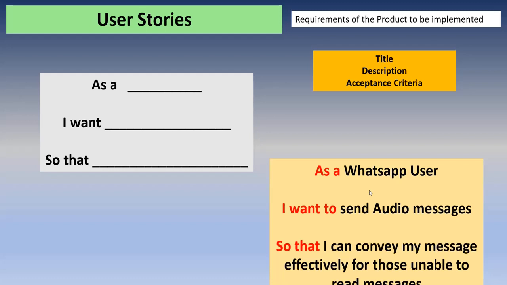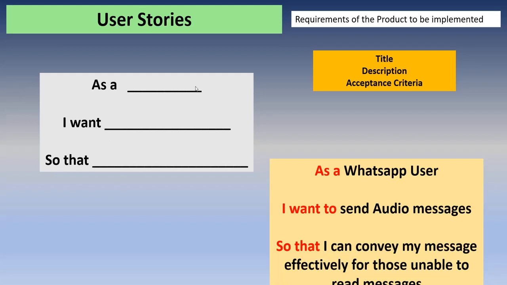Then we need to capture that requirement in the form of a user story like this. As a WhatsApp user, this is the end user or customer. This is the first line. Then what is your requirement? What do you want to do? You need to mention that here: I want to send audio messages. That is your second step. Third step: once you implement this feature, what is the result you will get, or what is the benefit you will get? You need to mention that here. So I want this, so that I can do this.